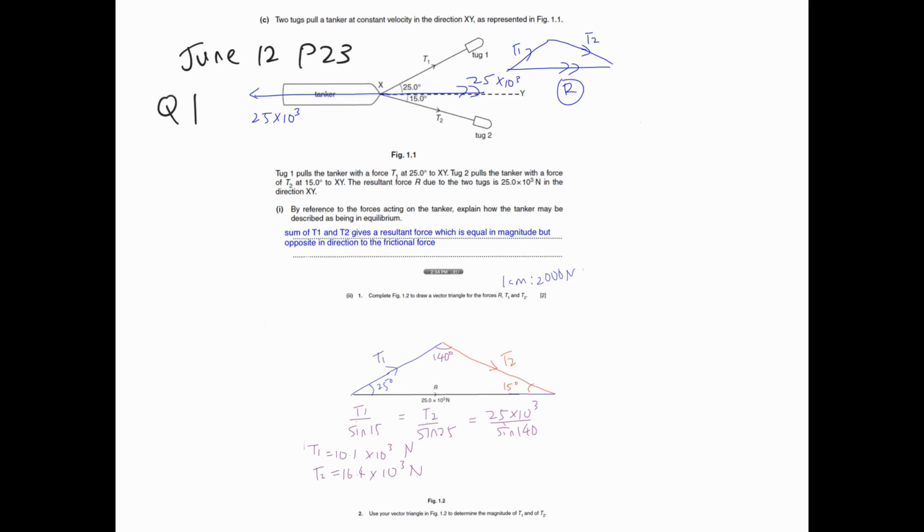Right, for our next question, they mentioned that there are two tugboats pulling a tanker at constant velocity. They said the force T1, the angle is given, T2 angle is also given, and together T1 and T2 give you this resultant force, which is 25,000 newtons. And by reference to the forces acting on the tanker, explain how the tanker may be described as being in equilibrium. Now we do know that the tanker is in equilibrium because it is moving at constant velocity.